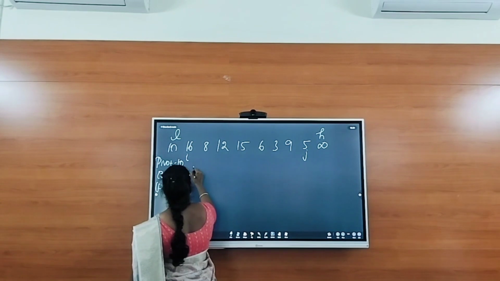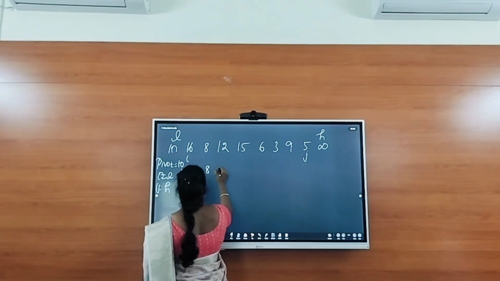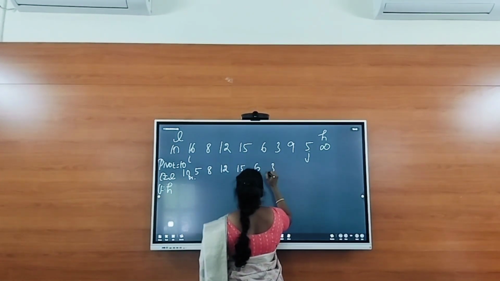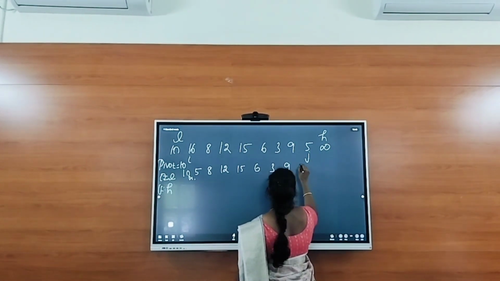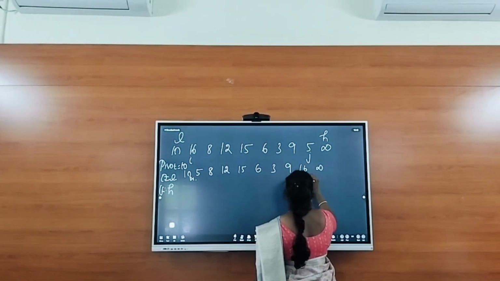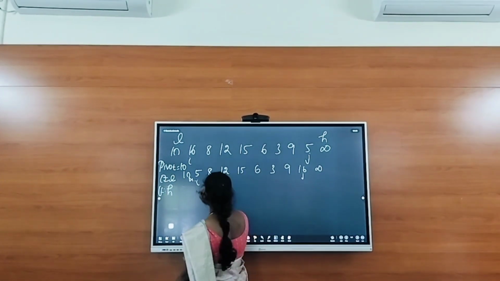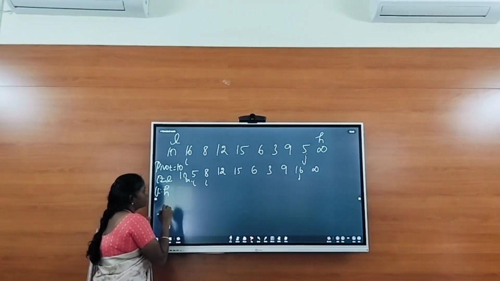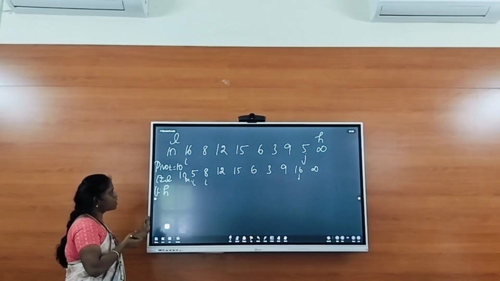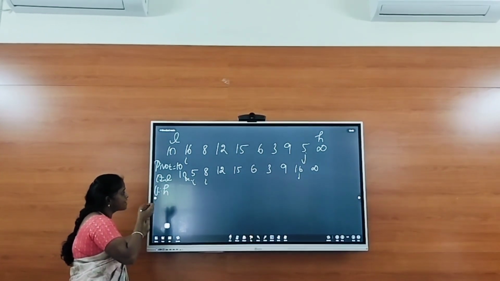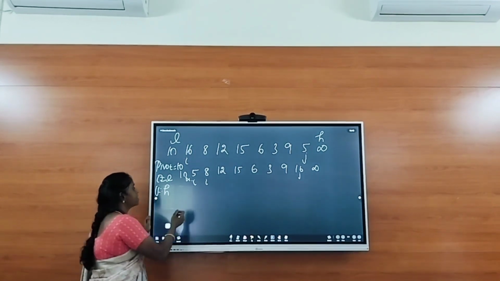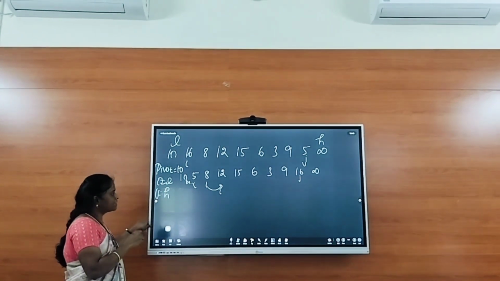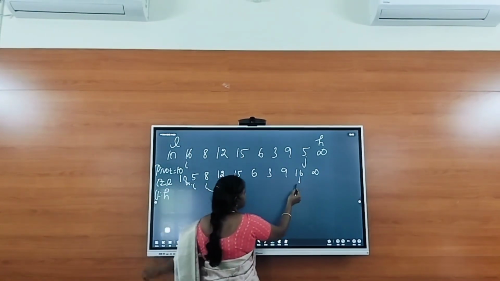10, 5, 8, 12, 15, 6, 3, 9, 16, infinity. Now i is incremented. 8 is not greater than 10, so we search for the greater element until i is incremented. Again i is incremented. Okay, the 12 is greater than 10, so i can stop. And now j is decremented.